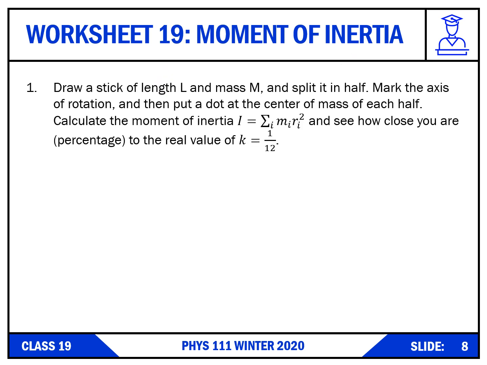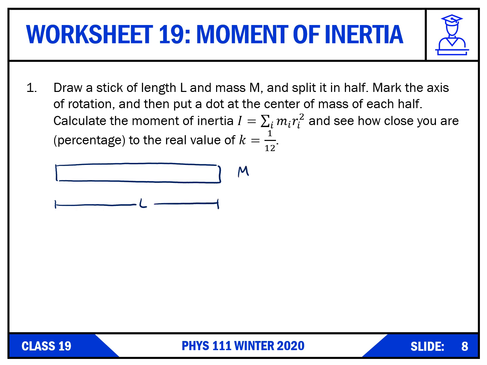So the first question asks us to draw a stick of length L and mass m and split it in half. So why don't we go and do that? We have a stick. It's got a total length of L, and it has a mass of m. So that's the total mass. And we're splitting it in half, so that's the halfway point.